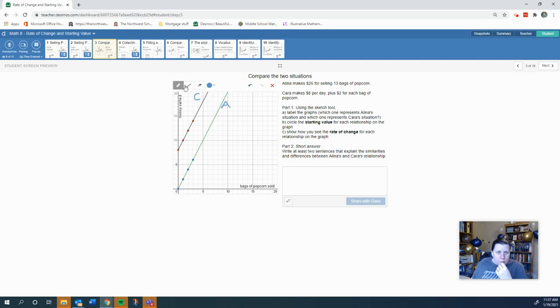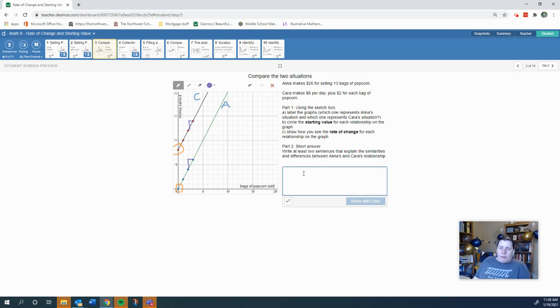Circle the starting value for each relationship on the graph. I'm going to choose a different color. So I'm going to say the starting value for Alina is $0, and the starting value for Kara is $8. Show how you see the rate of change on each graph. I see the rate of change. It makes the same stair step. Goes up 2 over 1. Oops, up 2 over 1. That's not exactly, well, whatever. You can see the point. Yeah, that's good enough.